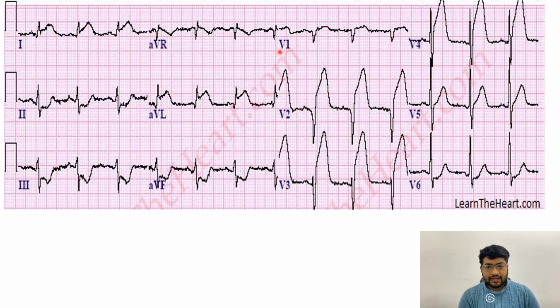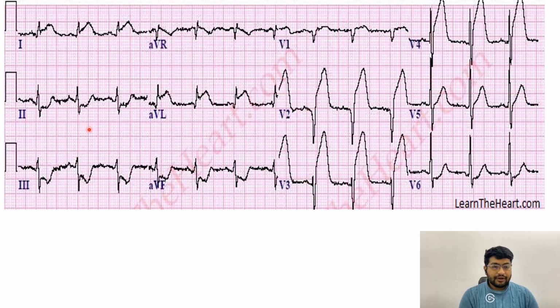Then we go to lead 1, V1, V2, V3, V4. What do we have here is ST segment elevation from lead V2, V3 and V4. This is also marked by hyperacute T waves and J point elevation. So this is our anterior wall MI and this is our lateral wall MI. These two combined are called anterolateral wall MI.